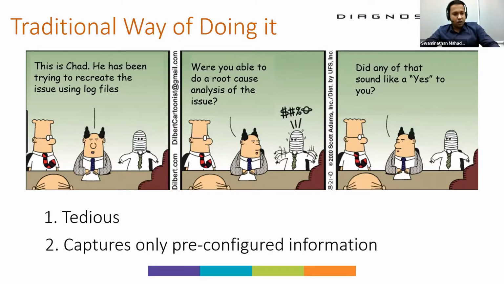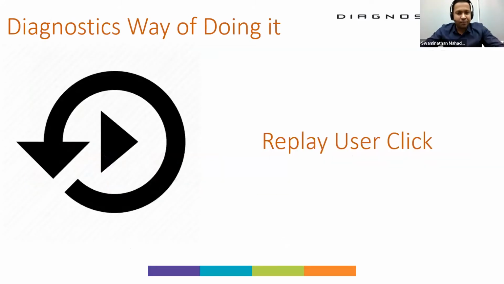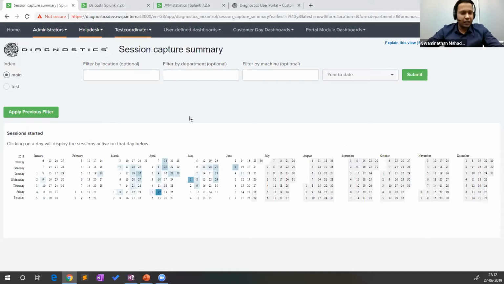Let me show you how. We have a dashboard by the name session capture summary. I'll take you right to it. And here it is. This is a very simple dashboard, and it acts as a perfect starting point for any scenario specific analysis. It has a bunch of fields which you can use to filter. You can filter by location, by department, by machines if you want, and you can also specify a particular time interval that you're interested in.